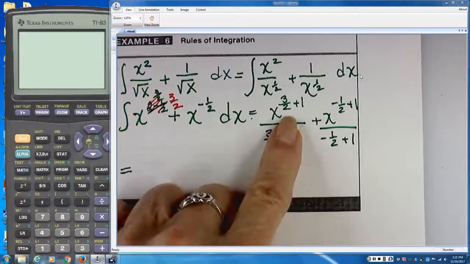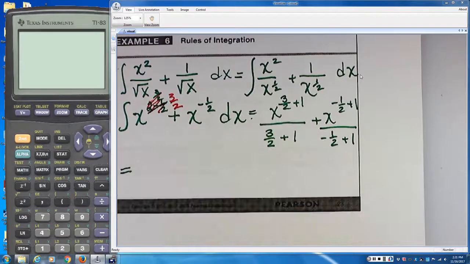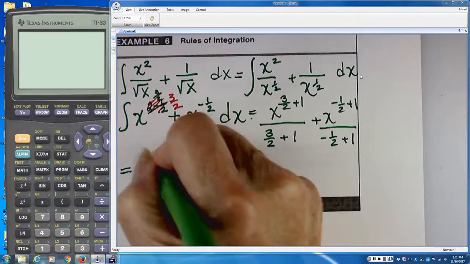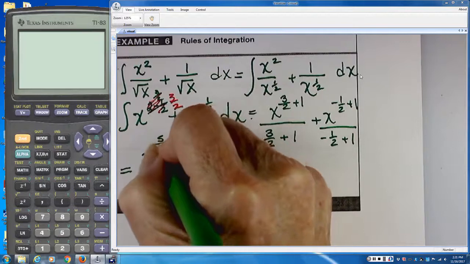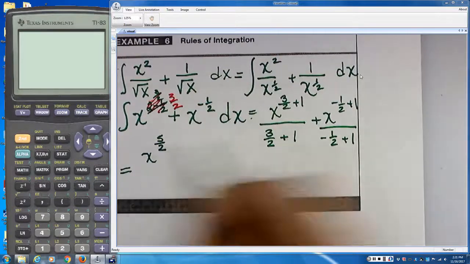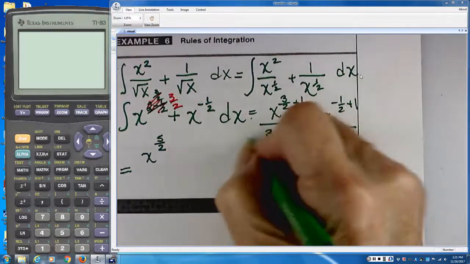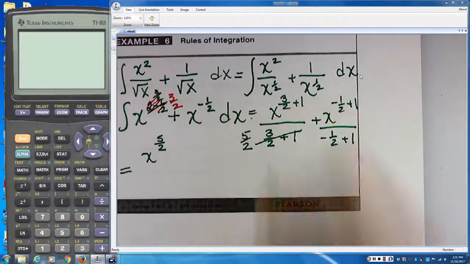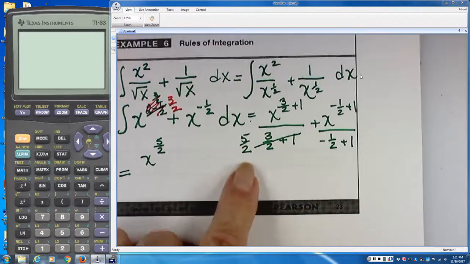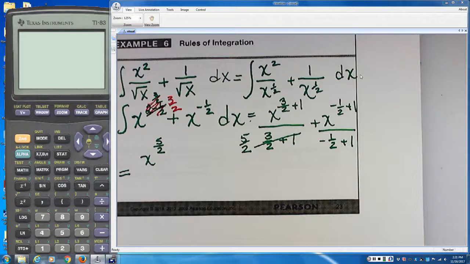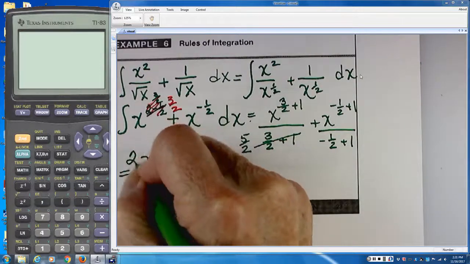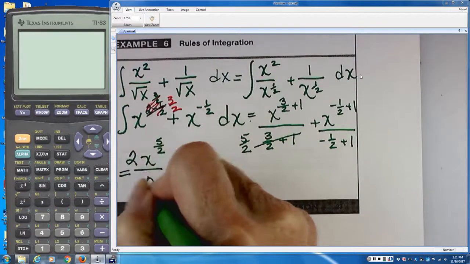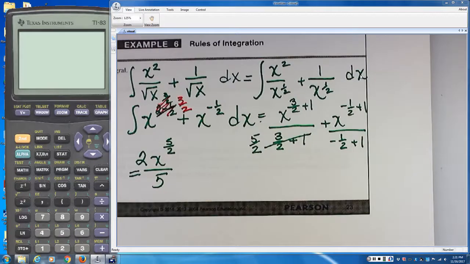So 3/2 plus 1 is 5/2. And if this is 5/2, then it would be easier than dividing by 5/2 if we flipped it over and multiplied by 2/5. So the 2 is going to come up in the numerator and the 5 is going to stay in the denominator. So we're going to have 2x to the 5/2 over 5.